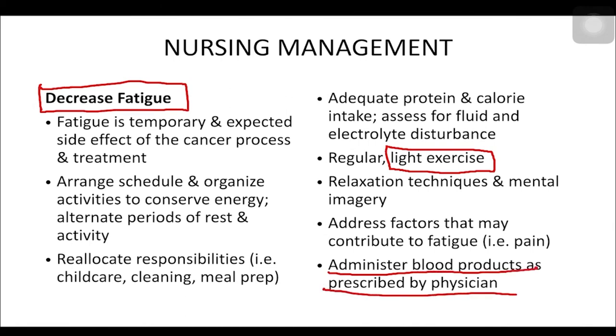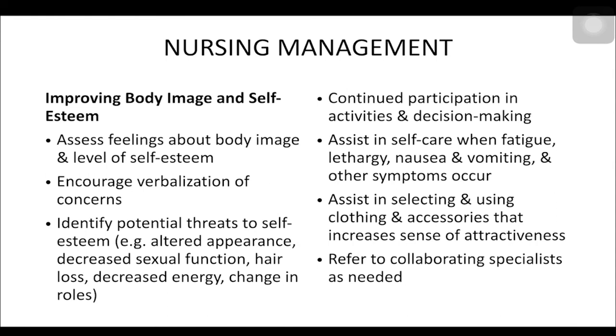Okay, next one would be body image, self-image, and self-esteem. Same as with the hair loss or alopecia. Assess the feeling about body image and level of self-esteem. Encourage verbalization of concerns. Identify potential threats to self-esteem: altered appearance, decreased sexual functions, hair loss, decreased energy, and change in roles. Continued participation in activities and decision-making. Assist in self-care when fatigue, lethargy, nausea, vomiting, and other symptoms occur. So this is more of improving body image and self-perception.